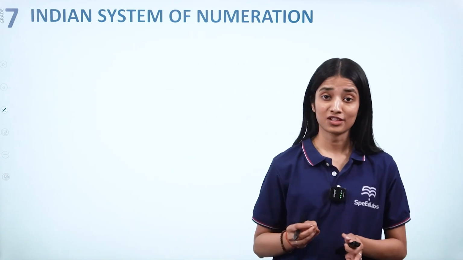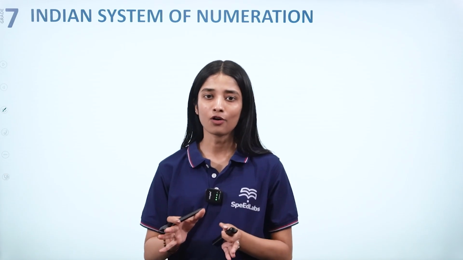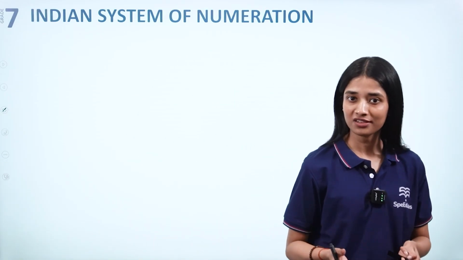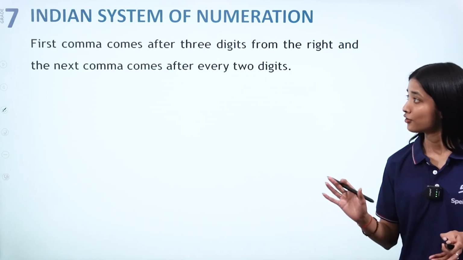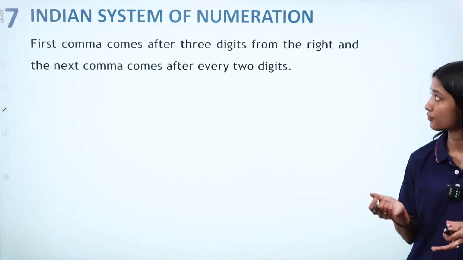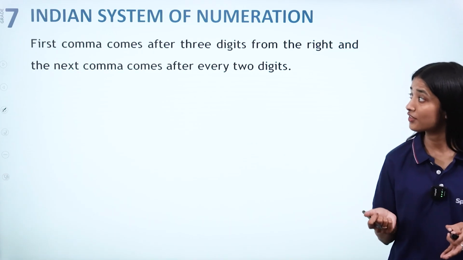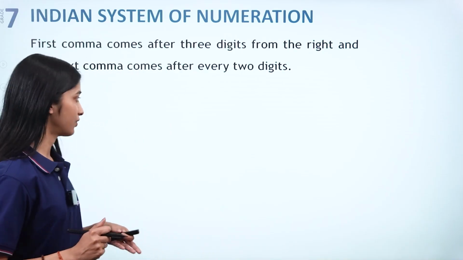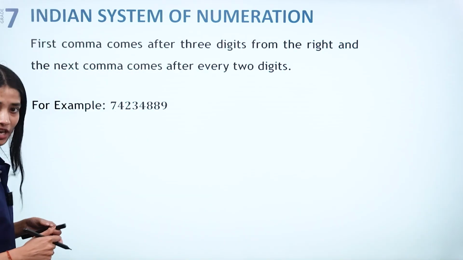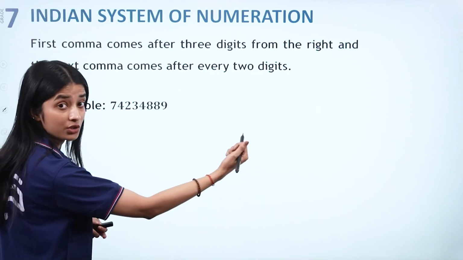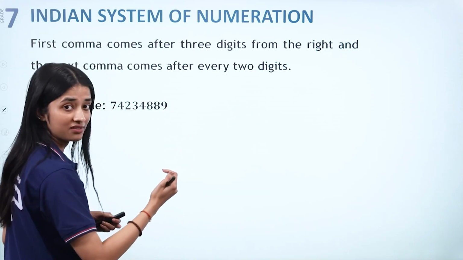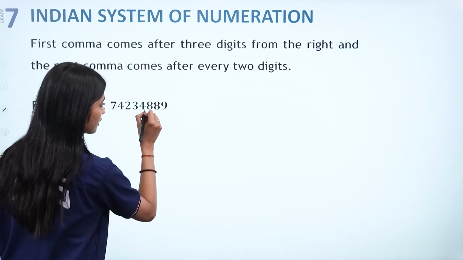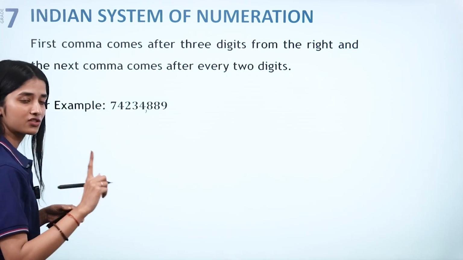In this Indian system of numeration, we have to place commas in between the numbers. So what is the rule for placing commas? The first comma comes after 3 digits from the right, and the next comma comes after every 2 digits. Let's understand this with an example. Suppose this is the number that we have. We will start from the extreme right, from this 9, and after 3 digits we will place our first comma. So 1, 2 and 3, it means between 4 and 8 our first comma will come.